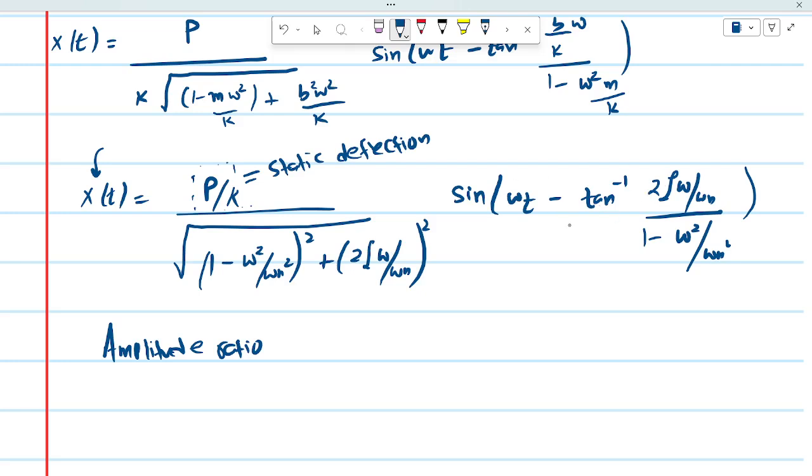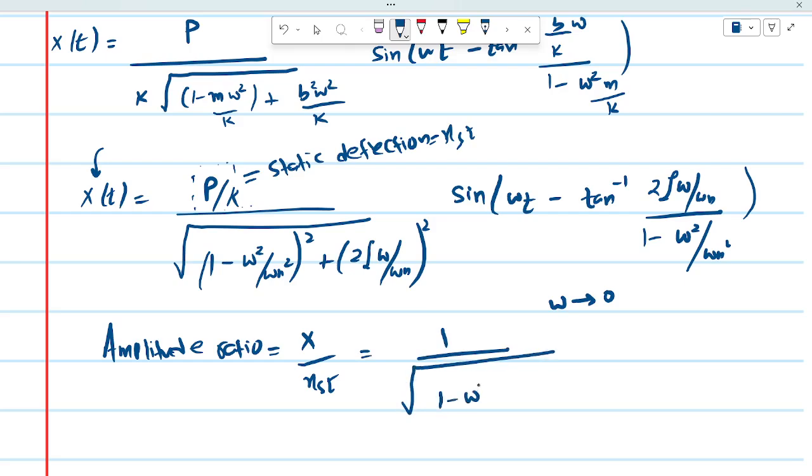You will only be left with p over k when the input frequency omega is equal to 0. I'm not talking about omega n. So the amplitude ratio would be equal to x divided by the static deflection, x_st, which is equal to 1 over, only this part, the square root of (1 minus omega square over omega n square) whole square, plus (2 into the damping ratio into omega over omega n) whole square.